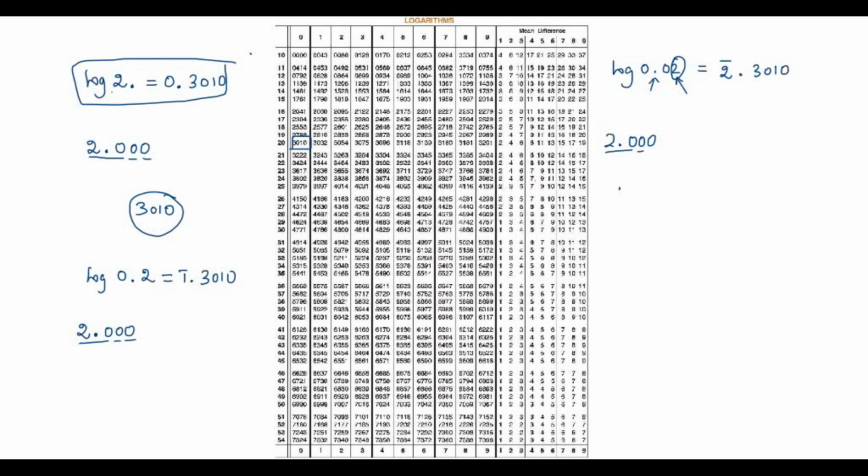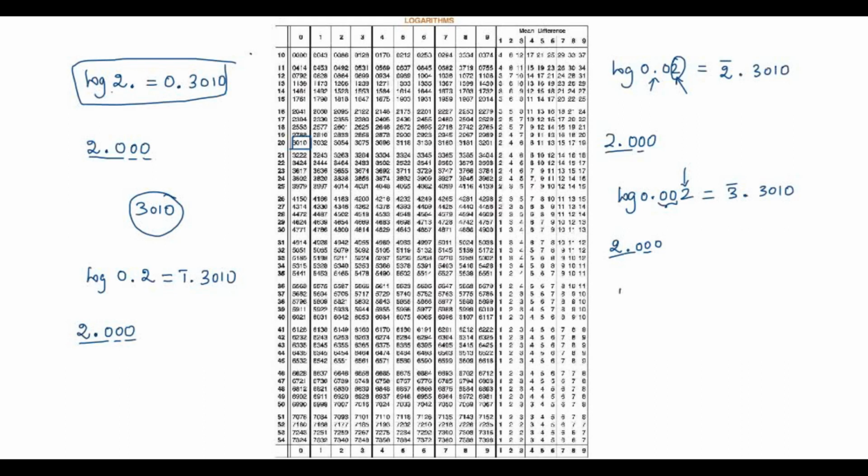Let's look at the next example. Log 0.002. Here we don't find any digits before the decimal point, and there are two zeros between the decimal point and the first non-zero digit 2. So we have to take bar 3 point. Now to get the value in the logarithm table, we consider only the non-zero digit. There is only one non-zero digit, 2. So we take 2, then a decimal point, some zeros. So 20th row, 0th column, again we get 3010.